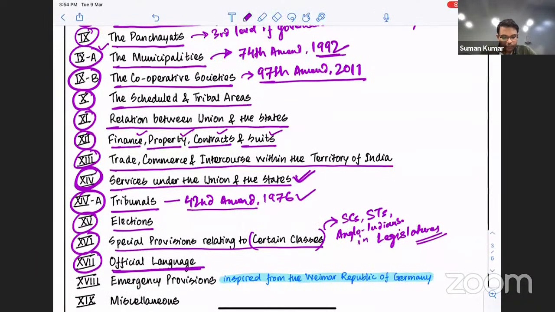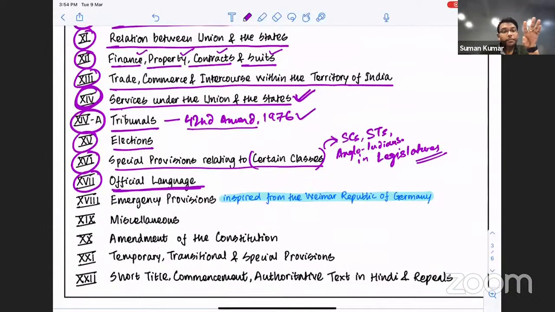Yeah. So part 17 is one placeholder for you, which is official language. दो placeholder हो गए, 14 and 17. 14 is services, 17 is official language. 17 अगर official language हो गया, 18 is called emergency provisions. Let me just tell you the very basic of emergency provisions.